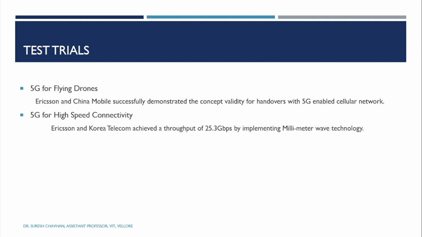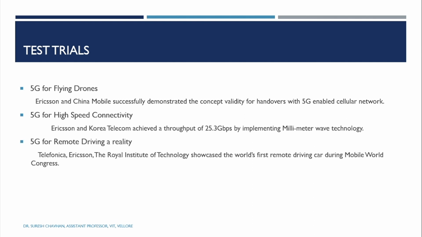And 5G for high speed connectivity, the companies Ericsson and Korea Telecom achieved a throughput of 25.3 Gbps by implementing millimeter wave technology. So this says that 5G is used for high speed connectivity. 25.3 Gbps means per second you will get about 3 gigabytes of data.